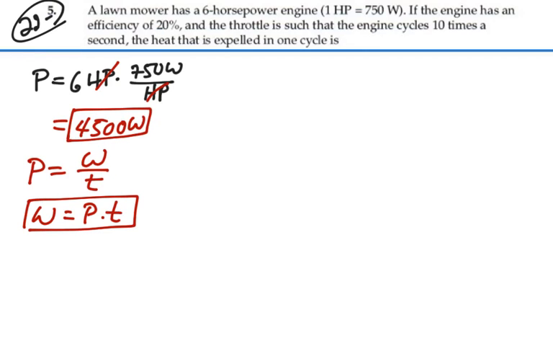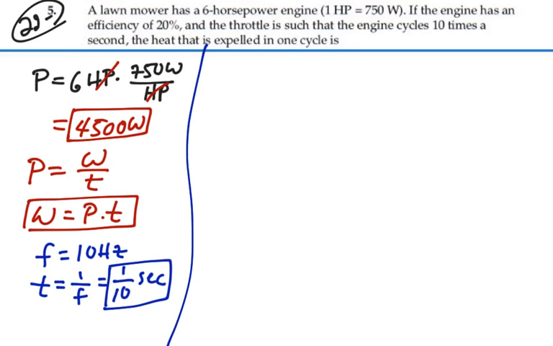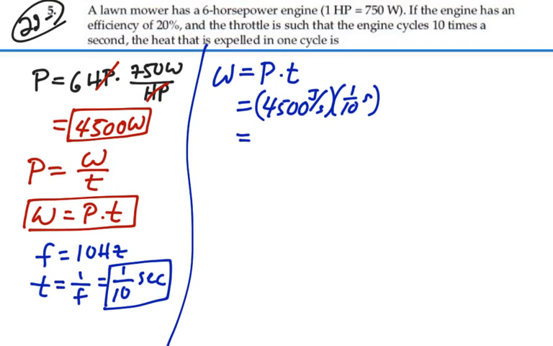And we're also told that the frequency is equal to 10 times per second, 10 cycles per second. So the time we're dealing with here, the period of time for one cycle, is 1 over the frequency, which would be 1 over 10 per second, or 1/10 of a second. Hence, the work will equal the power times time, 4,500 joules per second, times 1/10 of a second, and that'll give us 450 joules. So the work performed is 450 joules.